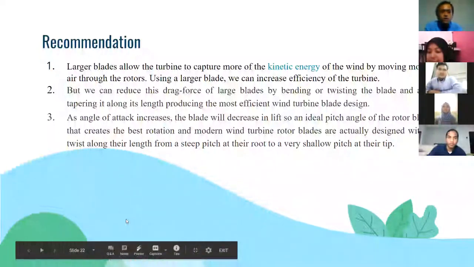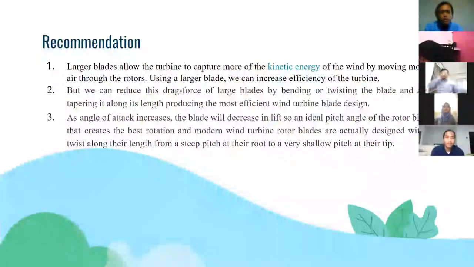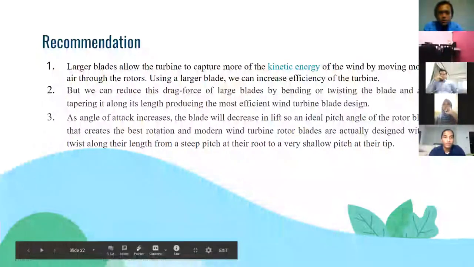I'll be talking about the recommendations for our project. Based on what we have found, there are a few recommendations to make. Firstly, we should use larger blades on the wind turbine because larger blades allow the turbine to capture more of the kinetic energy from the wind by moving more air through the rotors. Using a larger blade, we can increase the efficiency of the turbine.